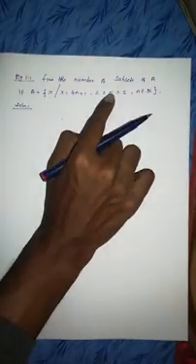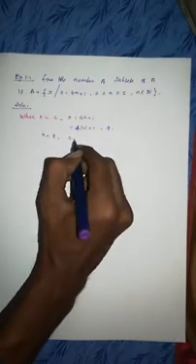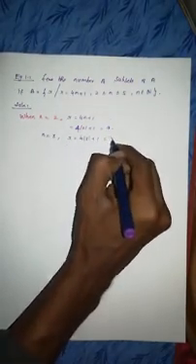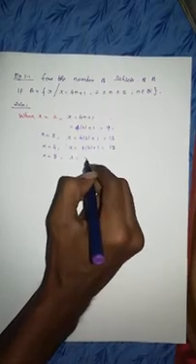It is given that n varies from 2 to 5. So when n is equal to 2, x is equal to what? x is equal to 4n plus 1, so this will be 4 into 2 plus 1, it will be 9. When n is equal to 3, x is equal to 4 into 3 plus 1, this will be 13. When n is equal to 4, x is equal to 4 into 4 plus 1, this will be 17. When n is equal to 5, x is equal to 4 into 5 plus 1, this is 21.